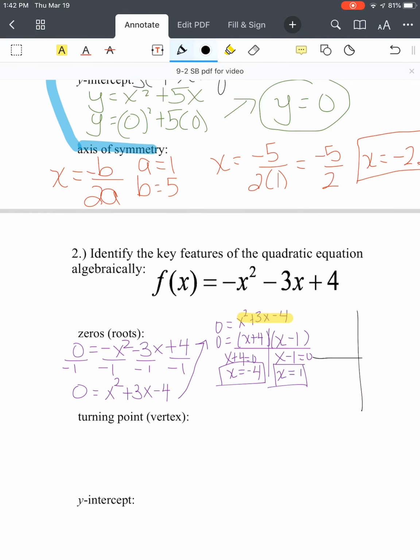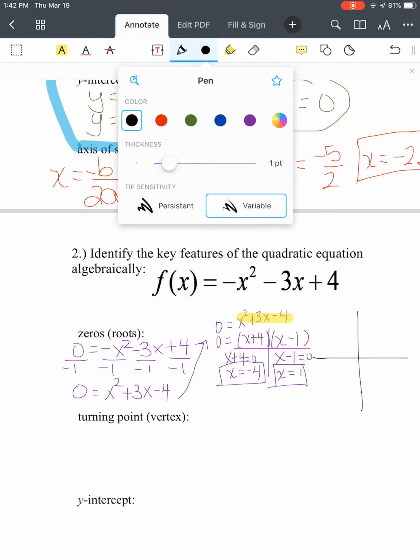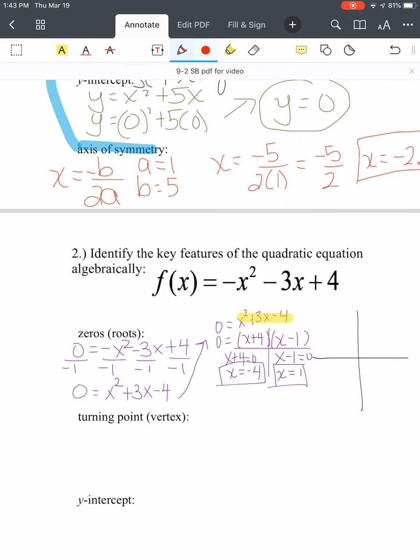So I'm just going to draw a little sketch since I can't show you my calculator. So my parabola looks something like this. Hopefully that's what yours looks like as well when you typed it in. So remember, the roots are where it crosses through the x-axis. So right here and right here. Well, -4 is right there and 1 is right there. So the answers we got algebraically match our graph.